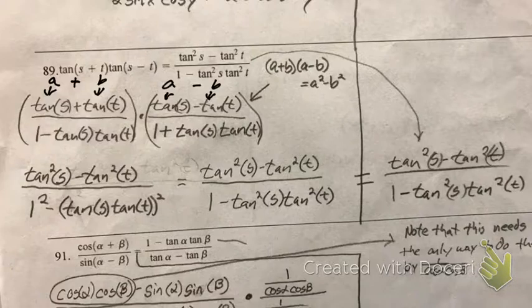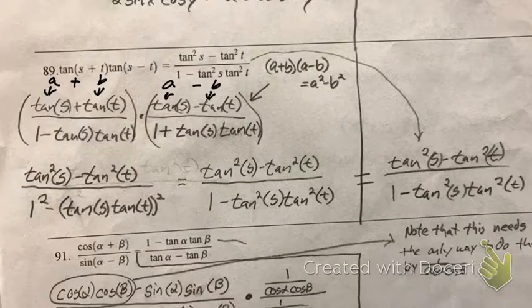You could have also distributed, all right? So if you don't recognize the a plus b, a minus b, you can also just do your FOIL or whatever you have to distribute the top. Then you're going to do the same thing on the bottom. The same thing on the bottom happens. It is a minus b times a plus b. So it's just going to be a squared, which is 1 squared, minus b squared, which turns into tangent squared, and that's exactly what we had.